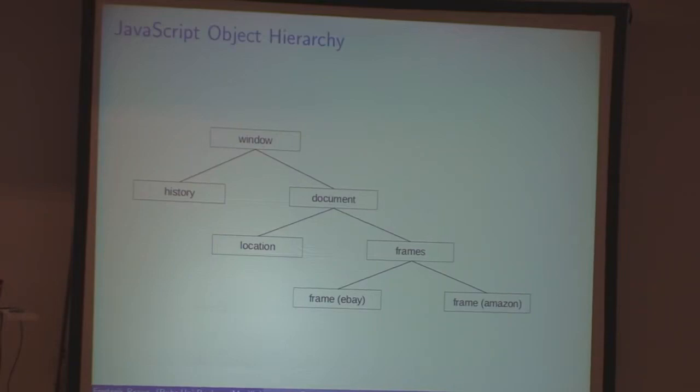So, and now let's talk about the object hierarchy in JavaScript. I finished that part. So there's the document object model in JavaScript, which means you have.